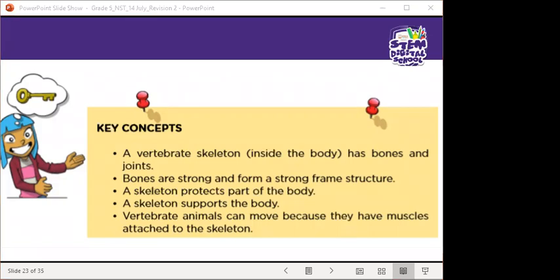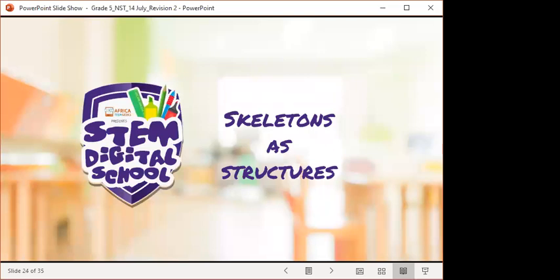So guys, do you know the mineral or the vitamin that makes our bones strong? Do you know the mineral or vitamin that keeps our bones strong? As you think about that question, we only have 3 minutes remaining, and we're supposed to look at skeletons as structures.